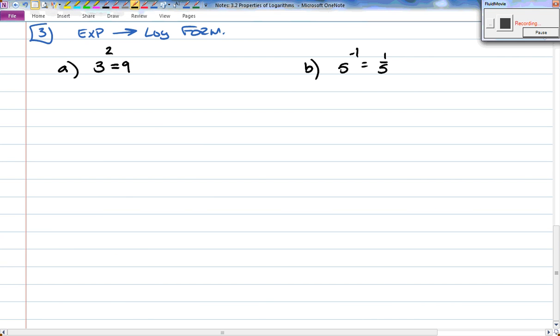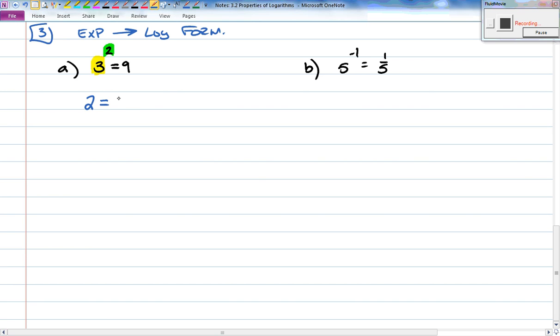Now, okay, part A, we have an exponential equation. We have exponential form. And do you guys agree that 3 squared is equal to 9? Yeah, I agree too, right? Which number is the base in 3 squared equals 9? 3. Yes, 3 is the base. Okay, that's good to know. Which number is the exponent? 2. The 2 is the exponent, right? 9 is the answer. So if I change this to log form, I start with the exponent.